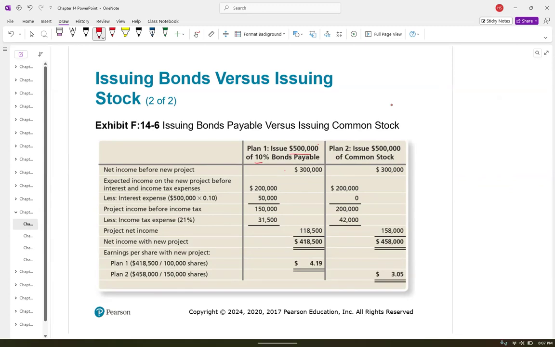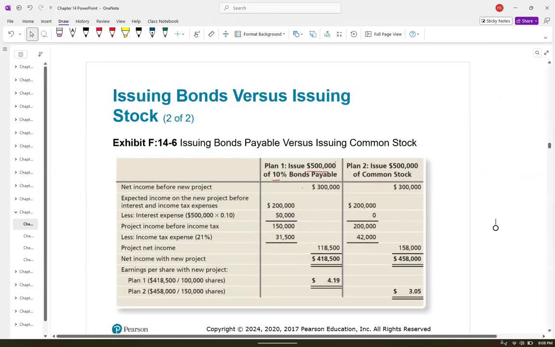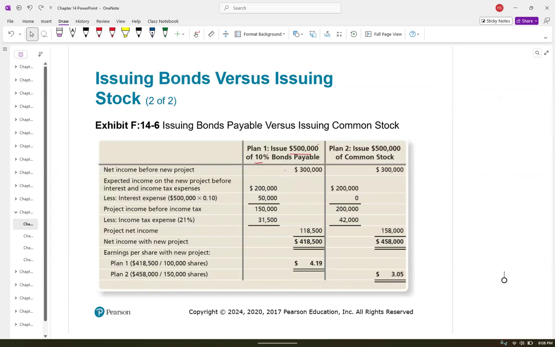We take that project net income and add it to the net income we already had, and we end up with net income with the new project of 418,500. Our earnings per share is $4.19 for plan one, because we didn't issue shares of stock. Notice this earnings per share is going to be higher than the one over here.